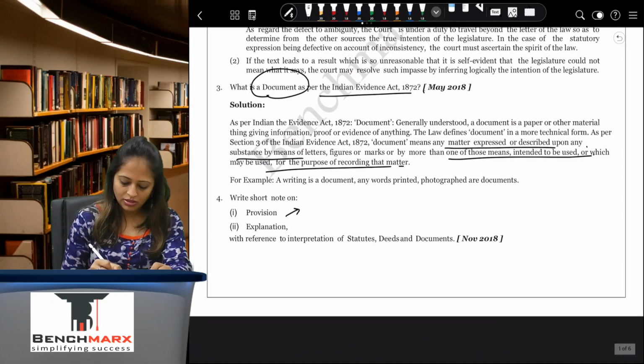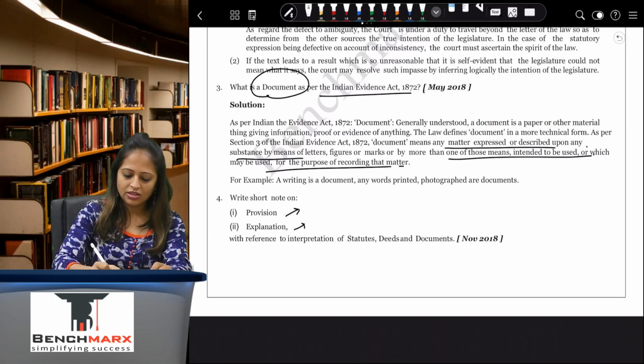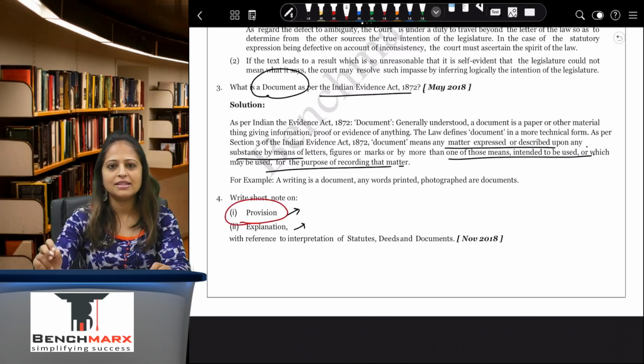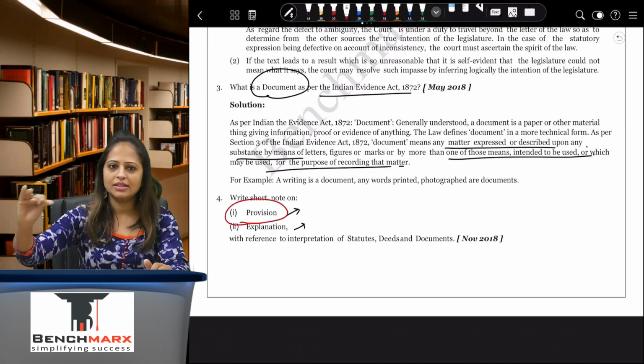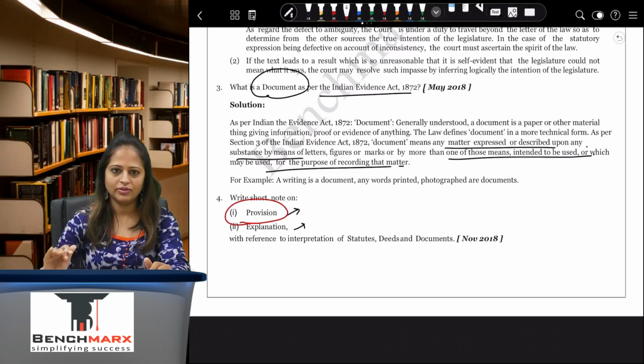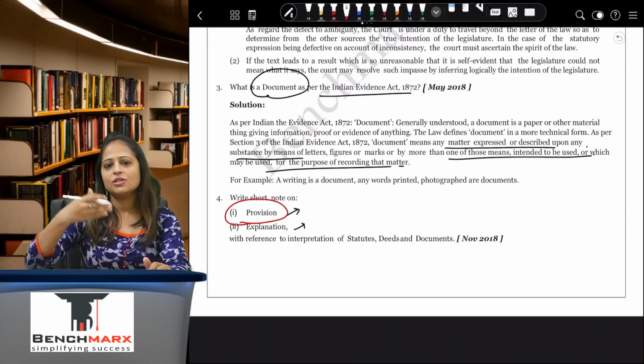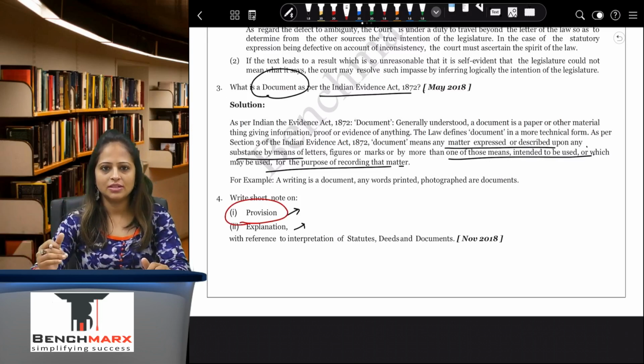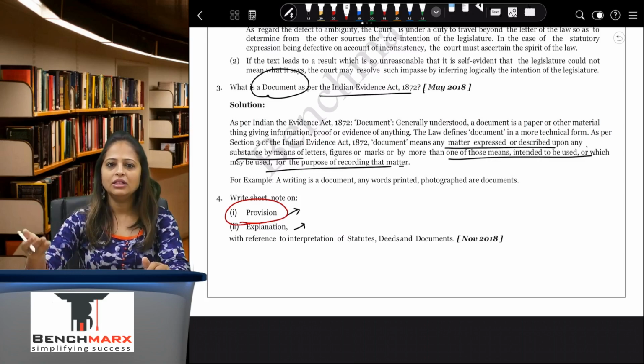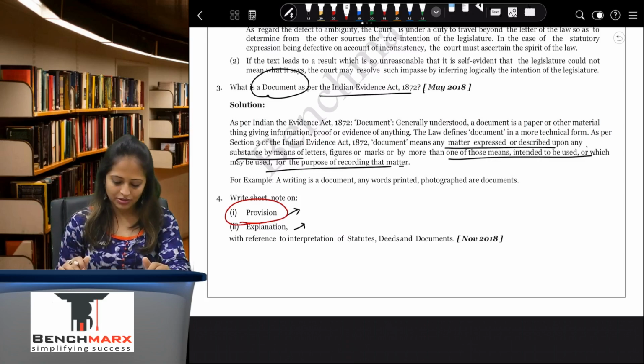Explain the provision. Short note on provision and explanation. The provision is something which has been asked time and again. Provision is something which is carving out or removing something out of that particular clause. Explanation is further enhancing what the clause is trying to tell you, further explaining the details of that particular section.